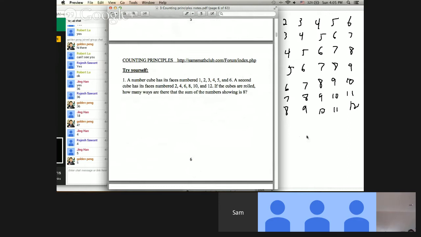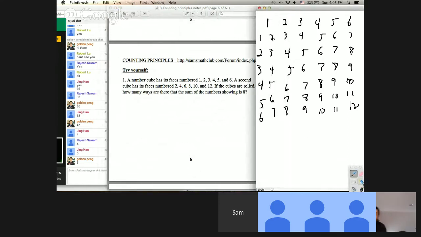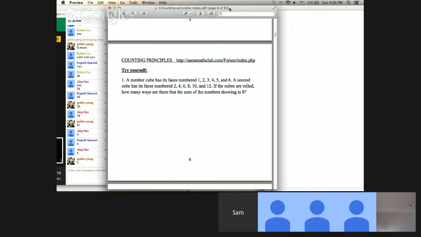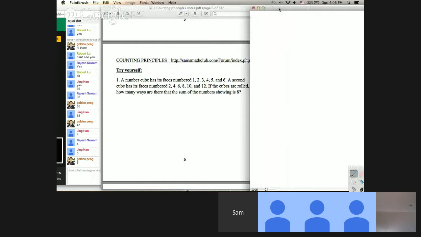Okay, so try it yourself. A cube has faces numbered 1, 2, 3, 4, 5, and 6, and another cube has faces numbered 2, 4, 6, 8, 10, and 12. If the cubes are rolled, how many ways can you roll it so that the sum is 8? I'll start the chart over here. You can draw the chart if you want.